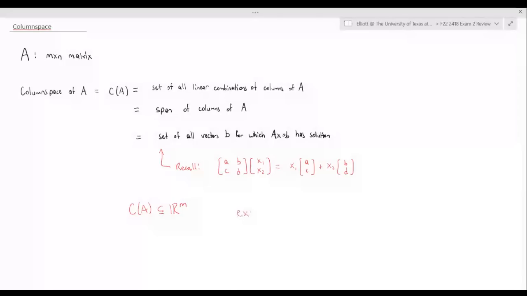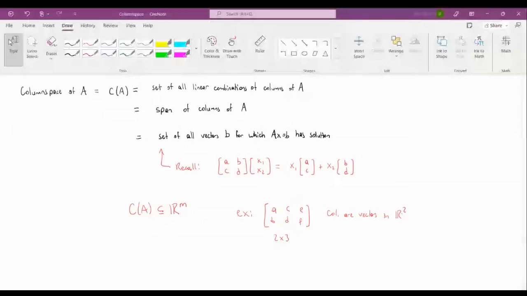And if that's a little confusing, you can just think of a quick example to see why that would be the case. If your matrix is, for example, 2x3, your columns are going to be vectors in R2, because each column has two components to it. So that's why the column space would be in R2 in this example, and more generally, it is in Rm, because that's how many components each column would have.